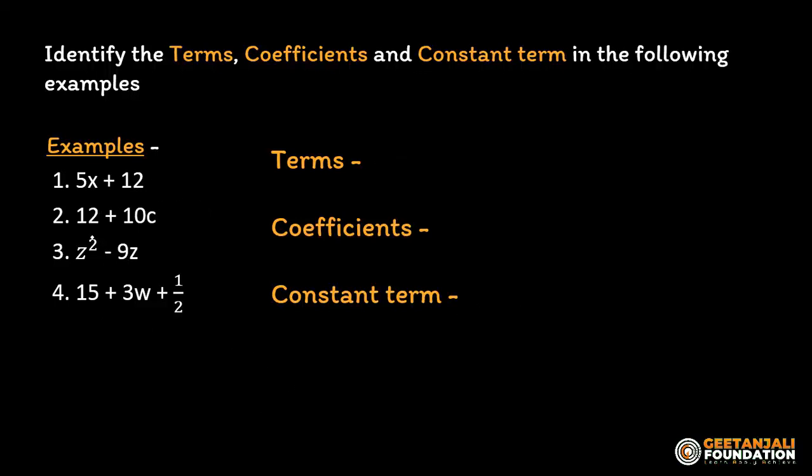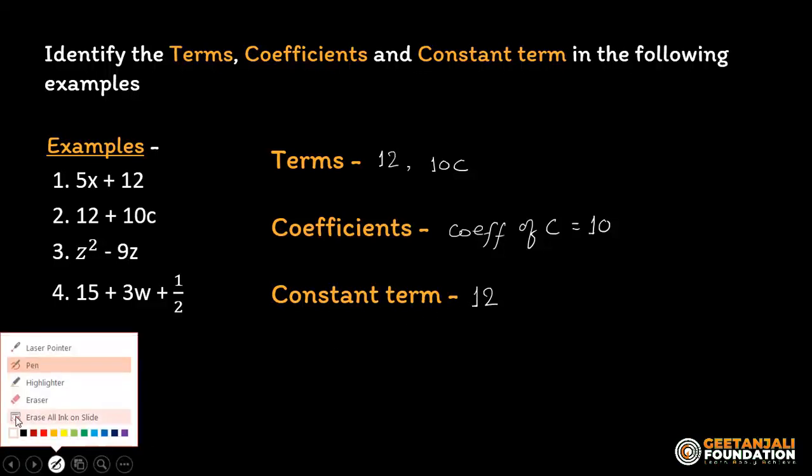In the second example, there are two terms, 12 and 10c. So terms here are 12 and 10c. There is plus sign between these two, so these are two terms. Now coefficients. To check coefficients, we have to find out where there is variable. In this term we have variable c, so coefficient of c is equal to 10 here, and the constant term is 12. Again here the constant term is 12.